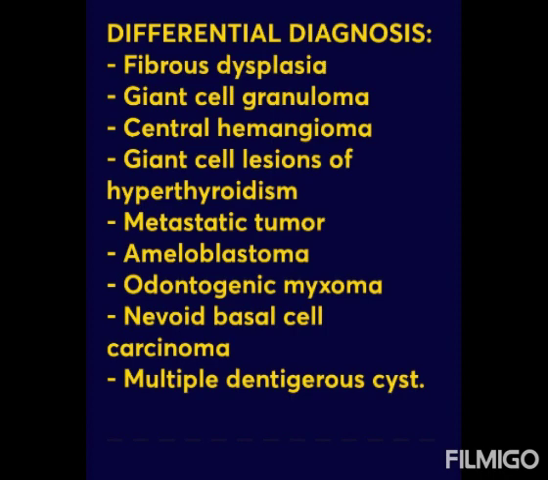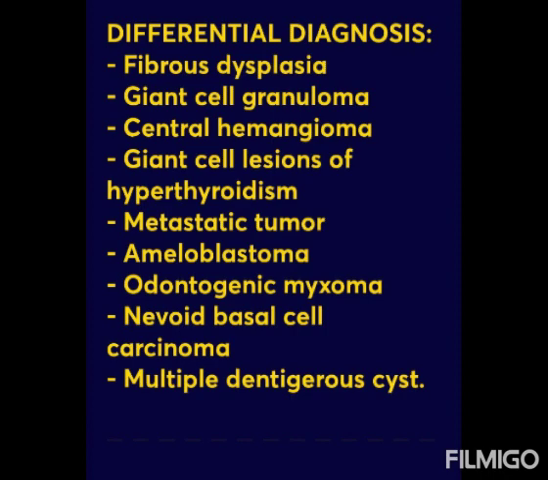And also there will be signs and symptoms or history of primary tumor elsewhere in the body. In metastatic tumor, there is a primary tumor elsewhere in the body. And ameloblastoma is seen unilaterally and frequently in an older age group. And odontogenic myxoma has a history of missing tooth as it is of developmental origin.